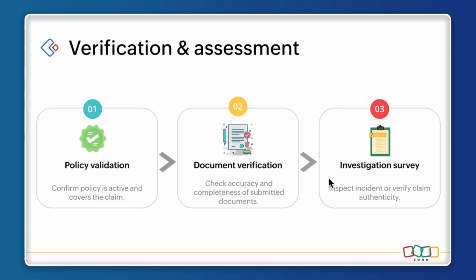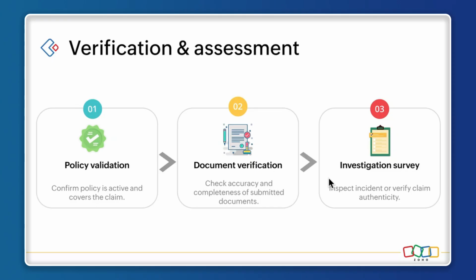So once the verification is done, it goes into the investigation. In this investigation survey, what they will do is check whether these documents are enough for them to get the claim approved, or if they need any additional information for the claim to be approved. Those kinds of investigations and assessments will be happening in this particular place, and the survey will be created depending upon the policy validation, verification, and the assessment.